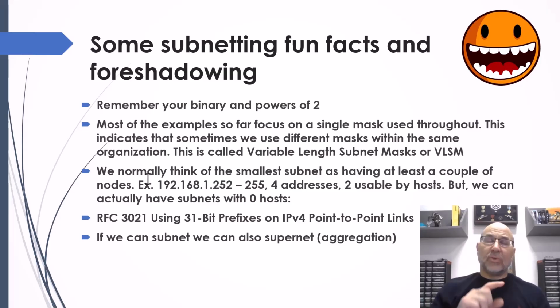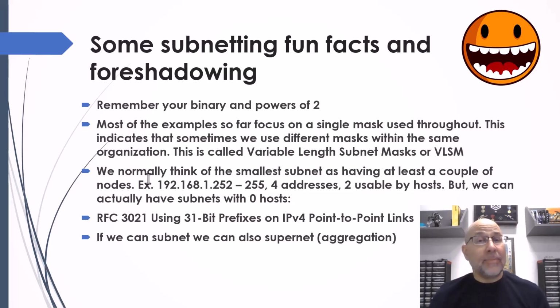Because when you do .252 in the last octet, there's only 2 bits left for hosts. So you have the subnet ID, the broadcast ID, and then 2 addresses for hosts, and one of them is going to be a router. But there's a whole RFC dedicated to allowing /31, only 2 addresses for a particular subnet. RFC 3021, using 31-bit prefixes on IPv4 point-to-point links, because there are no hosts. So that's where you can get away with it.